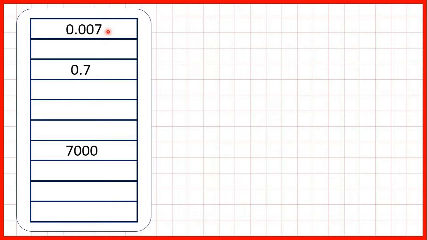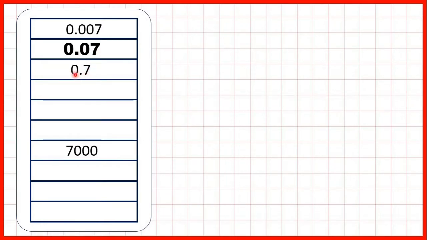Now we have some missing number problems for counting in powers of 10. So first we have 0.007. Counting in powers of 10 we can think of as being multiplying by 10. So with 0.007 we have 7 in our thousandths, but if we multiply by 10, this 7 will move to our hundredths, so we have 0.07. Multiplying by 10 again moves the 7 into the tenths, so that's 0.7.